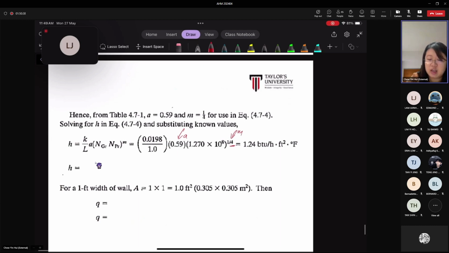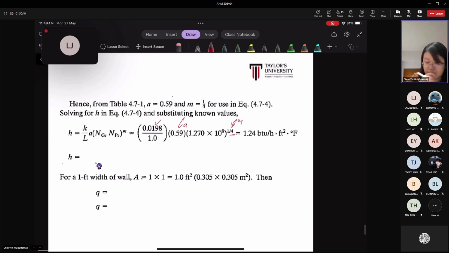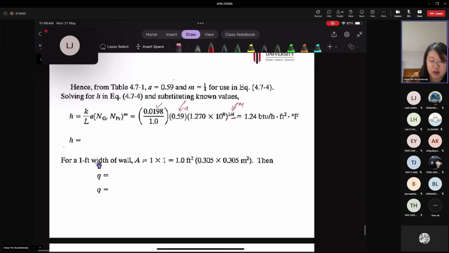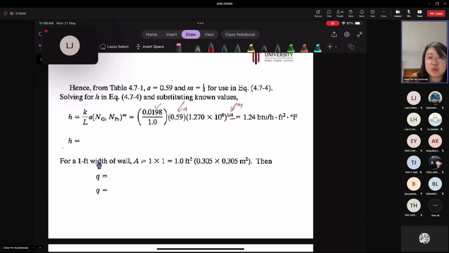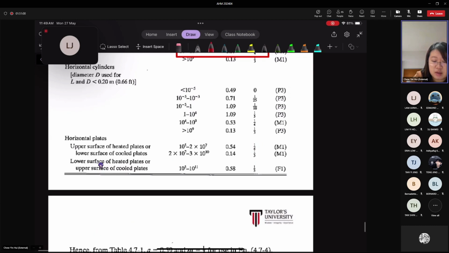Then substituting the k value. Let me show you the step in SI unit. The k that we found is 0.0343, right, at the film temperature, and the length of the plate is 0.305. Let me check.